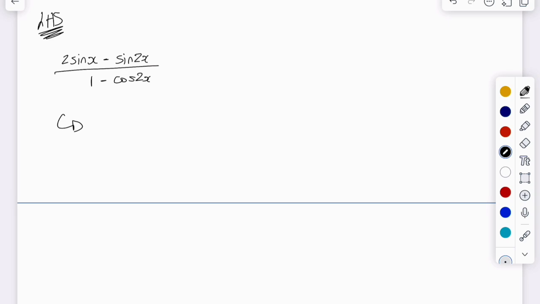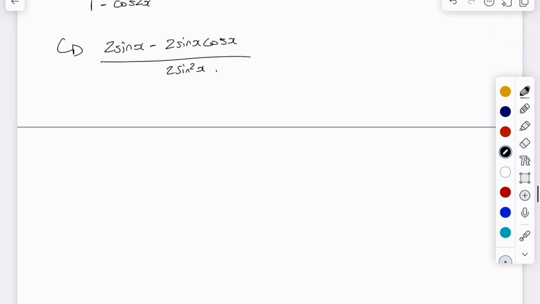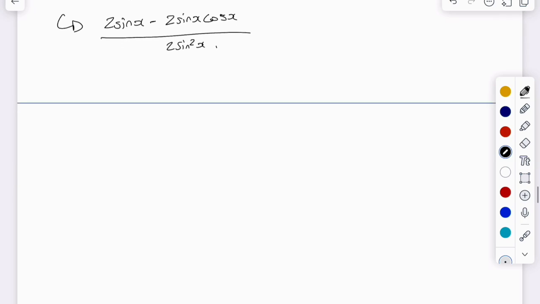Okay, if we expand this out now, we got 2 sine x minus 2 sine x cos x over 2 sine squared x. Okay, we can take out a common factor of sine x now, so we get 2 sine x 1 minus cos x over 2 sine squared x.